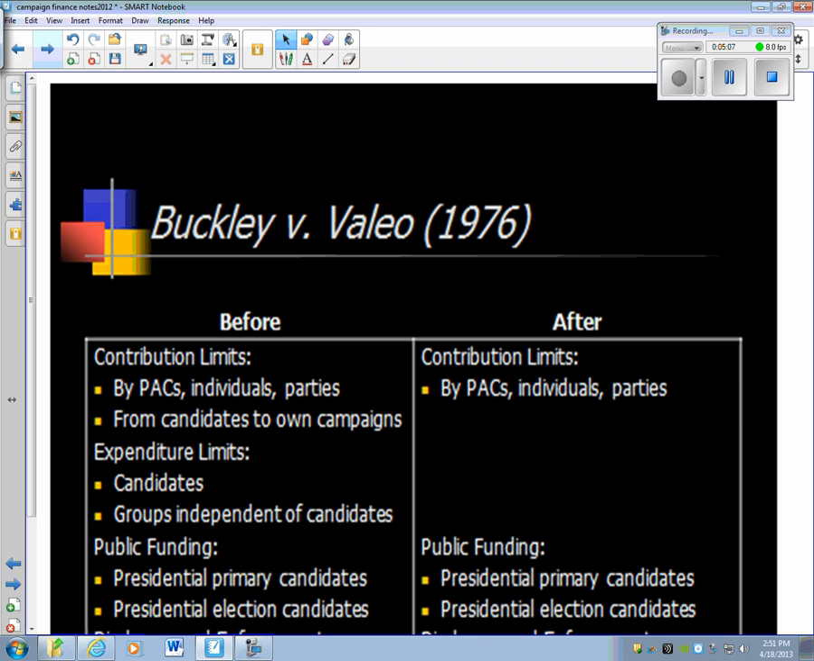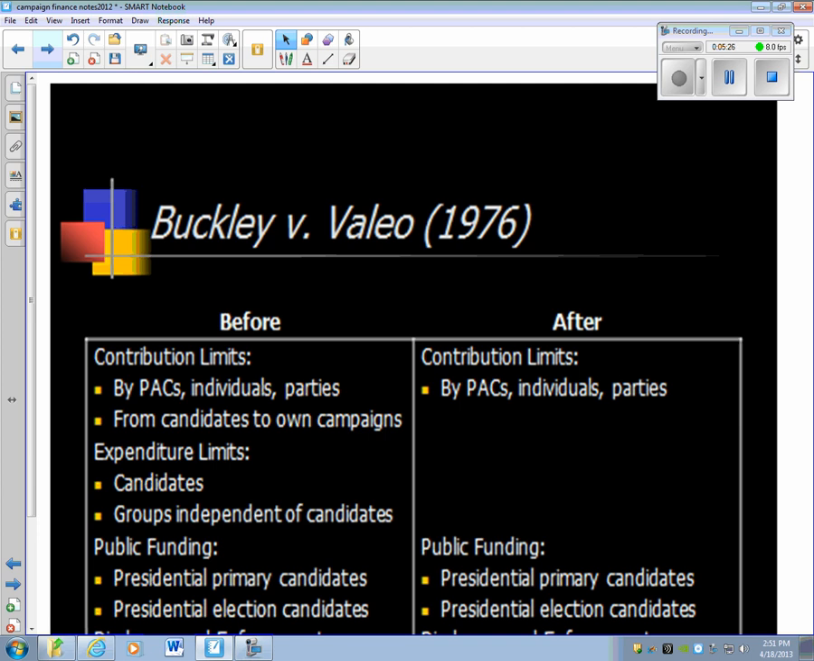Correct. So wealthy candidates, Ross Perot ran. He spent, I want to say, close to $1 billion of his own money to run for office. Lost, but he spent all of his own money, and that was perfectly legal. So it shows you money doesn't buy an election. It just shows you that you have a big benefit, but you still have to be a good candidate to do that.